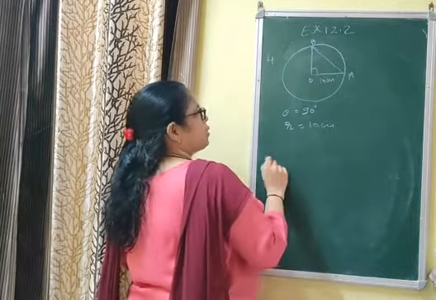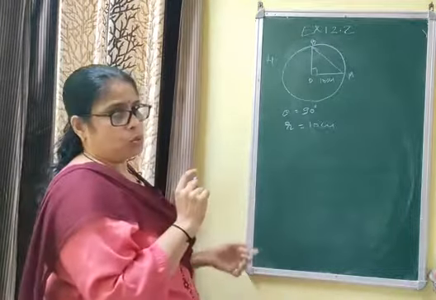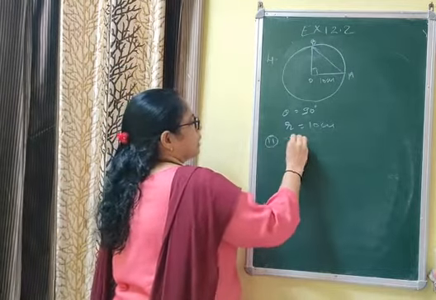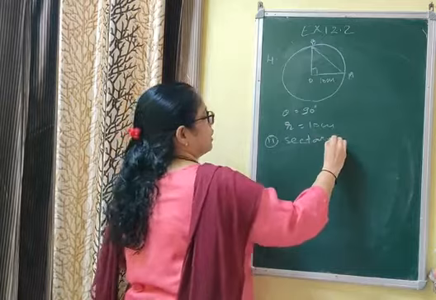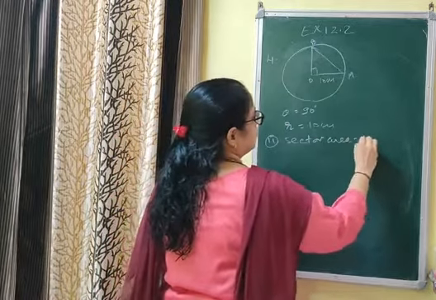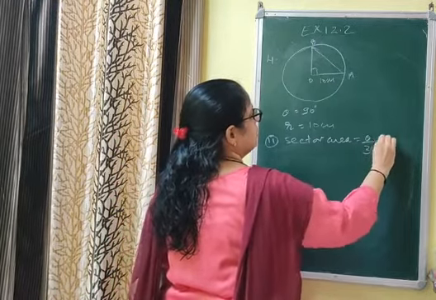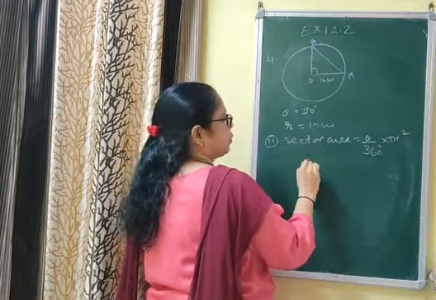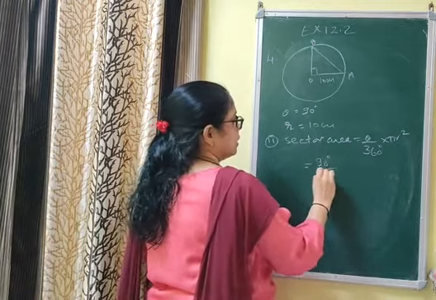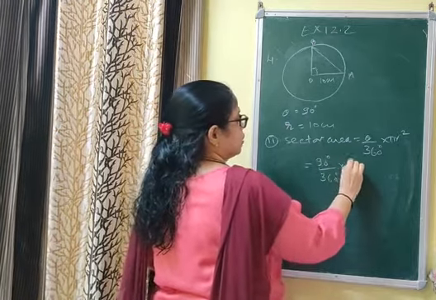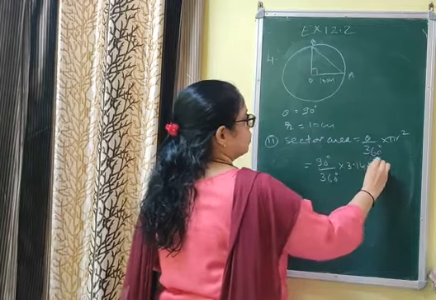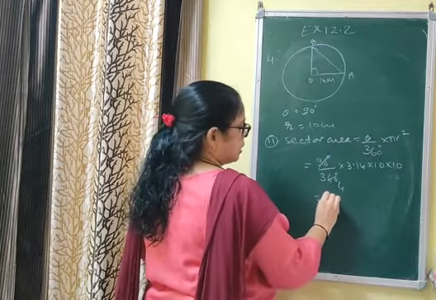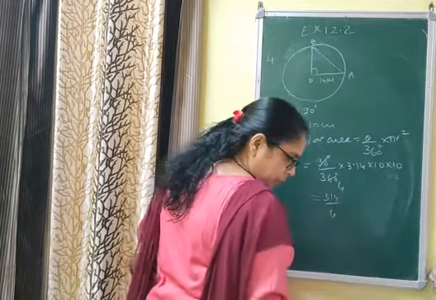Now first of all, let us find sector area, because sector area we have to use for finding segment area. Sector area is equal to theta by 360 into pi r square. You are asked to use the value of pi equal to 3.14. That is 90 degree by 360 degree into 3.14 into 10 into 10. This is getting 4 times, that is 314 by 4.